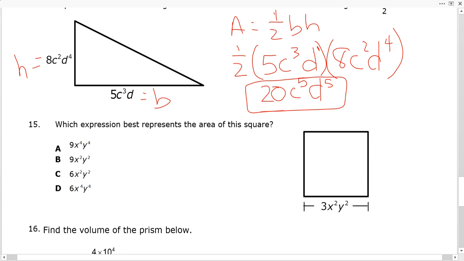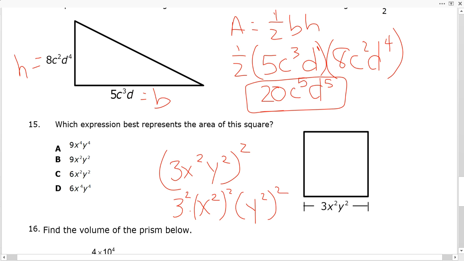Okay, so if I'm doing the area of a square, I multiply my sides. So basically I have 3x squared y squared, and I square it. So I'm squaring everything inside. So I have 3 squared times x squared squared and y squared squared. So my 3 squared is 9. Cross off c and d. My x squared is x to the 4 and my y squared is y to the 4. So my answer is A.